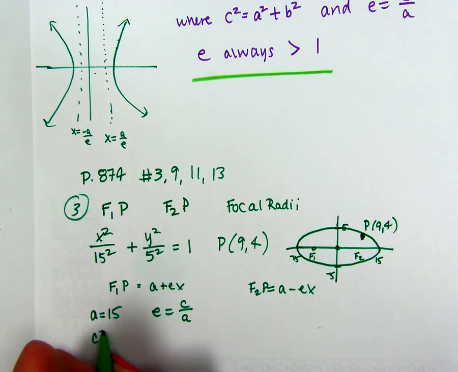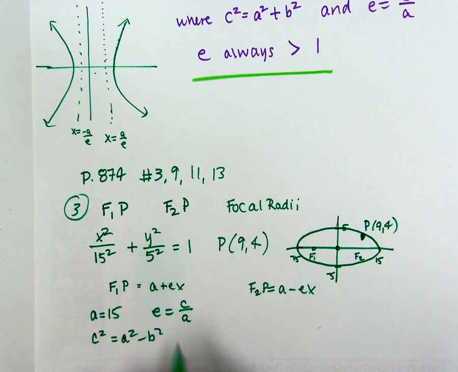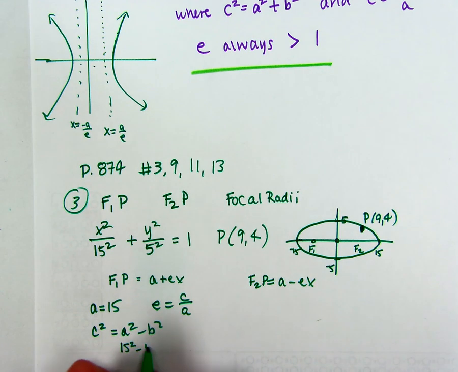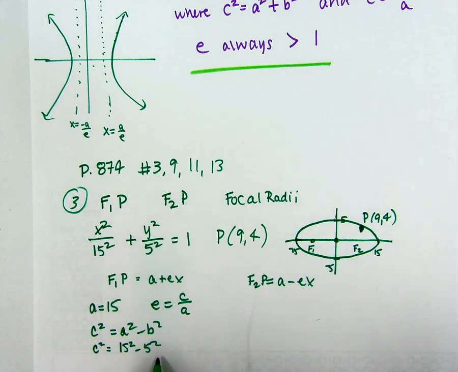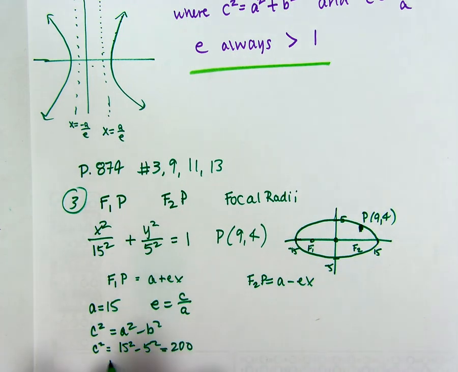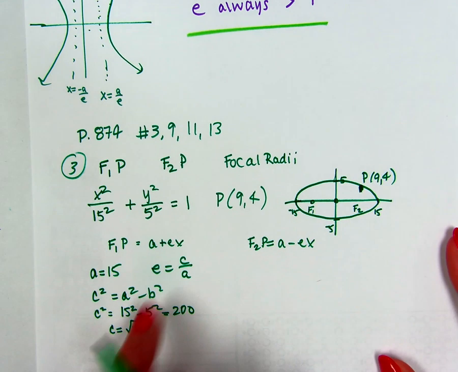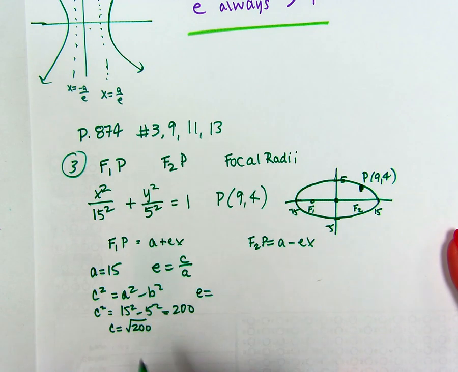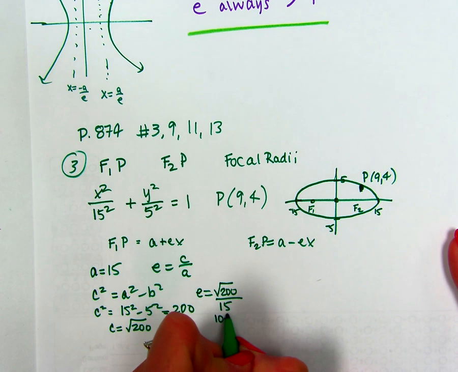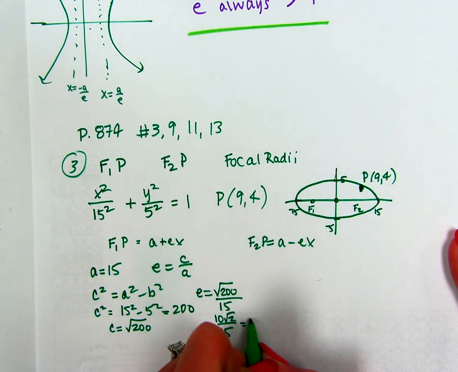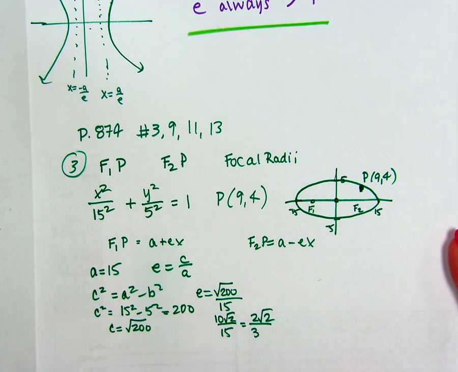So remember, for an ellipse, it's c squared equals a squared minus b squared. So we have 15 squared minus 5 squared. And the answer is not 10 squared, so I actually do the work. It's 225 minus 25, that's 200. So c is equal to radical 200. Now if I substitute that in my formula, e equals root 200 over 15. Root 200 can be simplified, so let's change that to 10 root 2 over 15, which is 2 root 2 over 3.